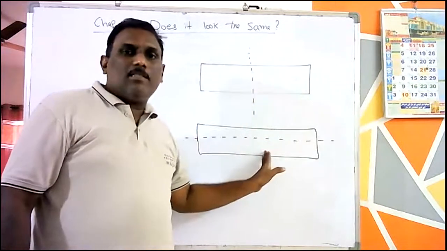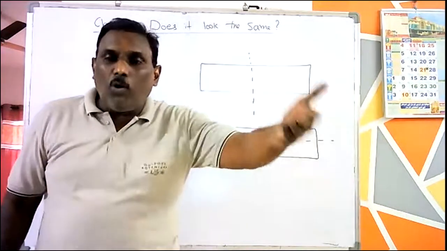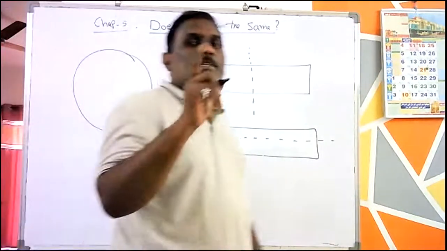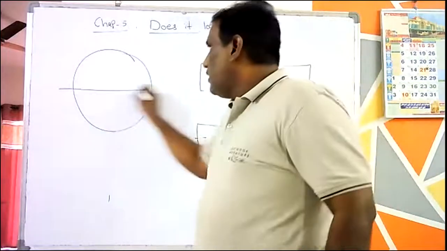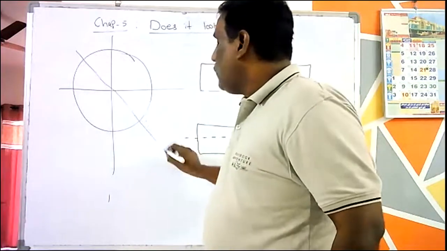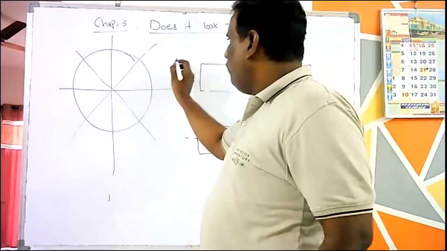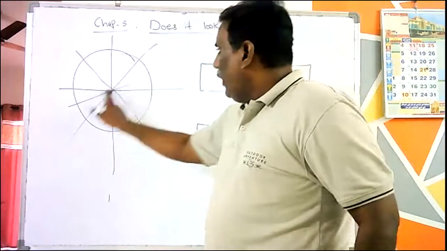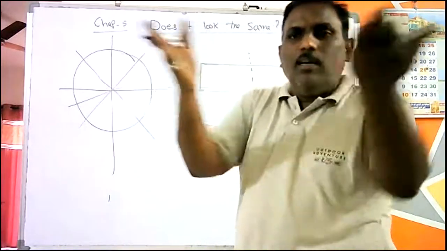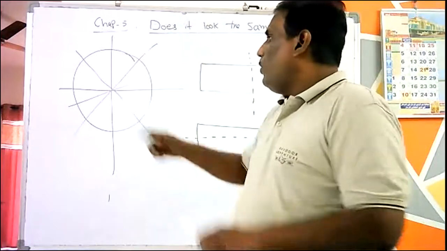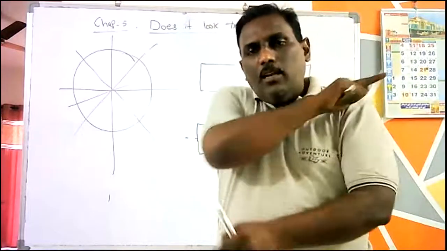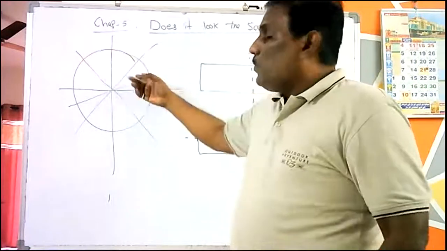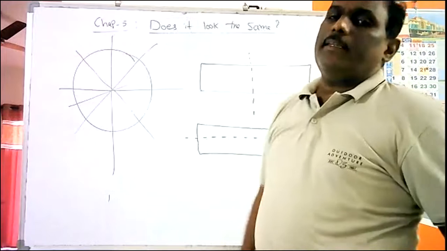Here two symmetric lines are there. Symmetric lines can be more also. If you take a circle, there will be infinite symmetric lines. This is one, this is one, this is one. Every diameter divides this into two equal portions. Along any diameter, if you fold the circle, you will get two equal parts. If you want, you can try this as an activity. Draw a circle, draw a diameter, fold it. You can draw many diameters. That's why there are an infinite number of symmetric lines.